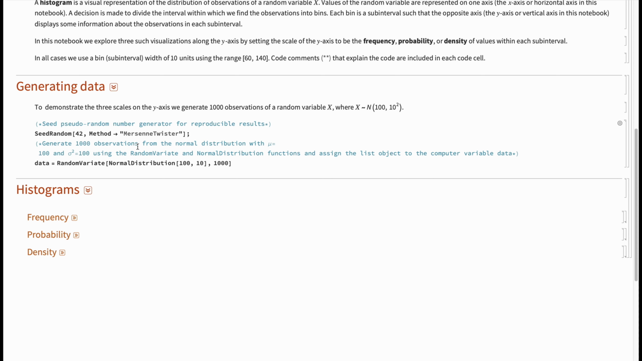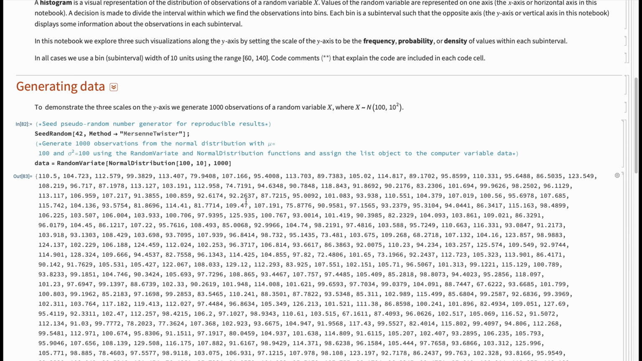Now I'm going to generate 1000 observations of a random variable x, and that x is going to be described by the normal distribution. Remember, a normal distribution has two parameters, a mean and a variance, and I'm going to choose a mean of 100 and a variance of 100. So I'm going to execute this code and we'll see 1000 observations. Look at all those values.